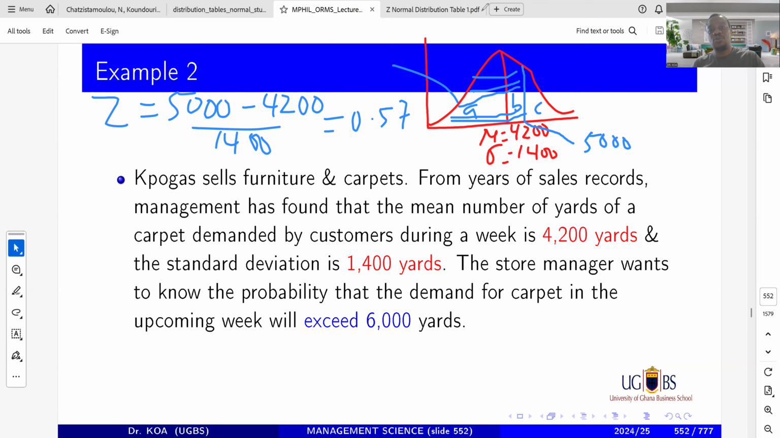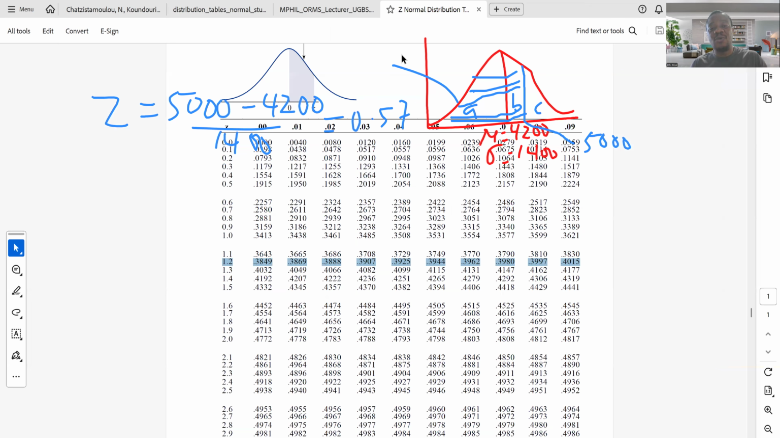Now, let's go to the table, because the next thing is to go and read the table once again. And some of them are tricky. Not all, these ones are easy. You go to the table, what do you do? 0.5 under 7. What value do you get? You should all be reading this.